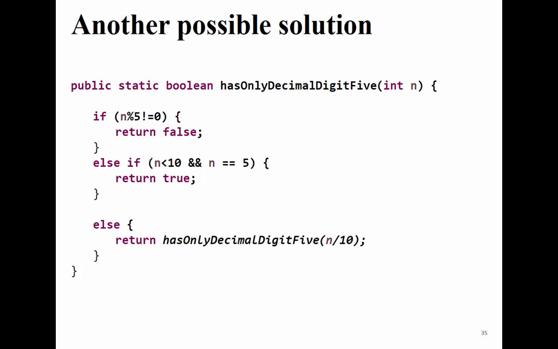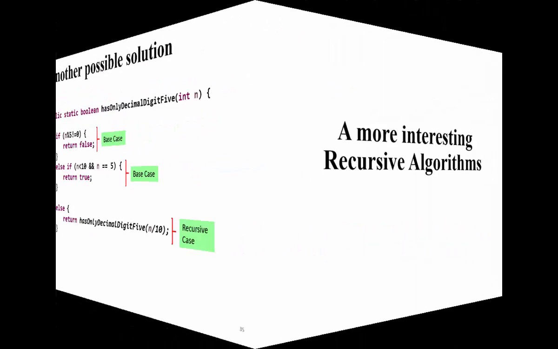Now, this is another implementation. You can see it is checking if the mod operation based on 5 is not equal to 0, we're going to return false. Otherwise, we're going to check if n is less than 10 and n is equal to 5. We're going to return true. Otherwise, we're going to do the recursive code. So you have 2 base cases and 1 recursive code.